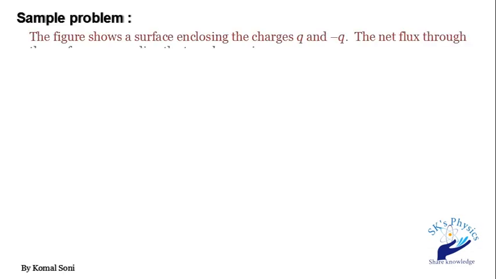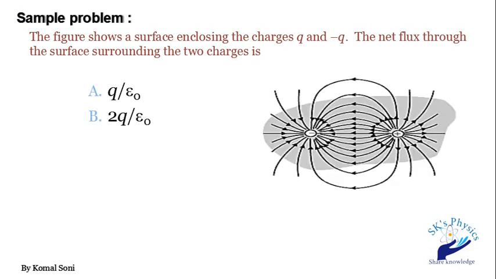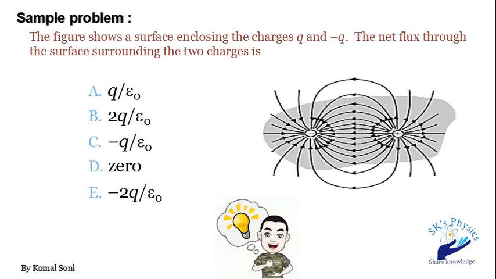Now take a sample problem. The figure shows a surface enclosing the charges q and minus q. The net flux through the surface surrounding the two charges is q by epsilon 0, 2q by epsilon 0, minus q by epsilon 0, 0, or minus 2q by epsilon 0. You can see that's a dipole, minus and plus charge. And what's the answer? Yes, that's 0.